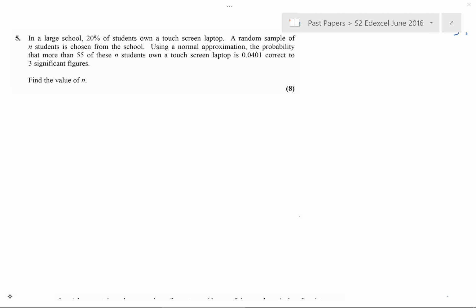So question 5 of the June 2016 S2 paper is a bit of an unusual question where it's talking about a normal approximation to binomial. But we're working backwards and finding n. Obviously Edexcel are trying to get imaginative about how they might make the questions a little different. So this one feels a little bit weird, but we'll get on with it.